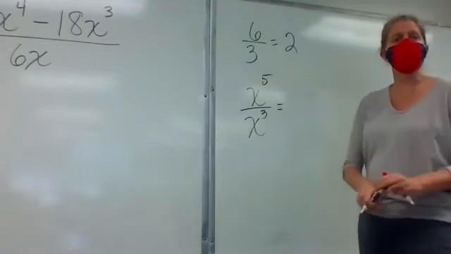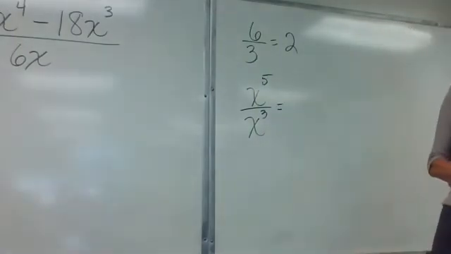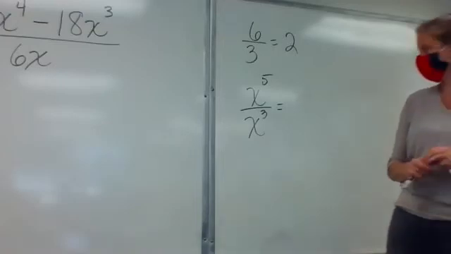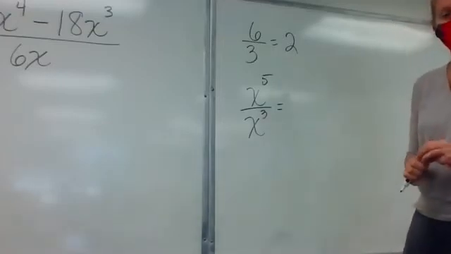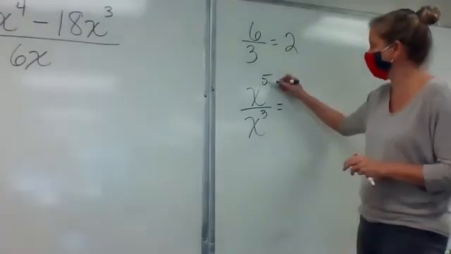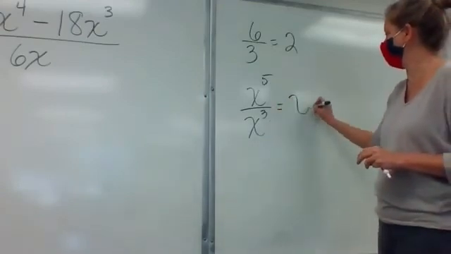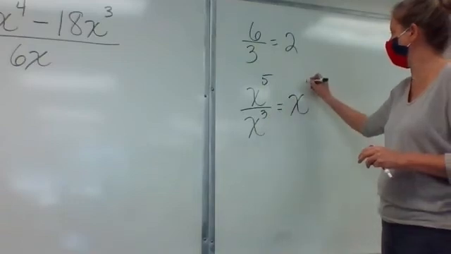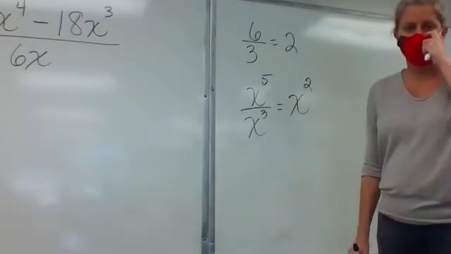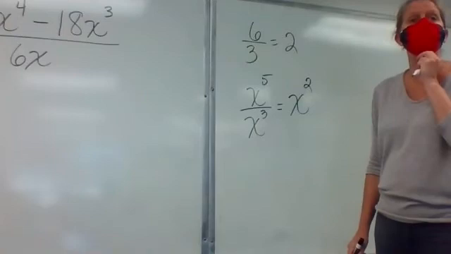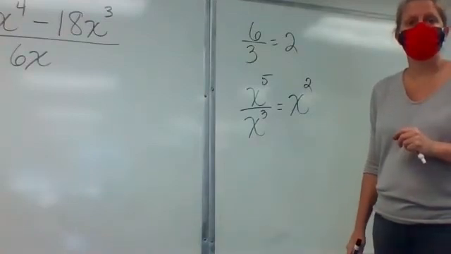What was the exponent rule that we learned last week? When you are dividing the same bases, you are going to subtract their exponents. The top exponent minus the bottom exponent. So this one would give me x to the second. So we're just going to combine those two things now.